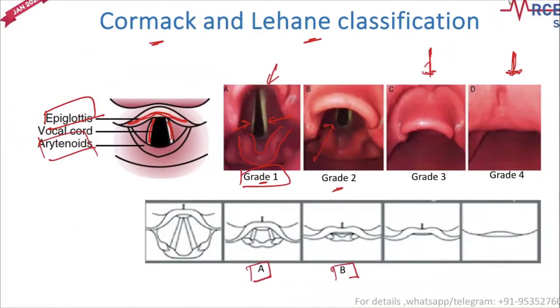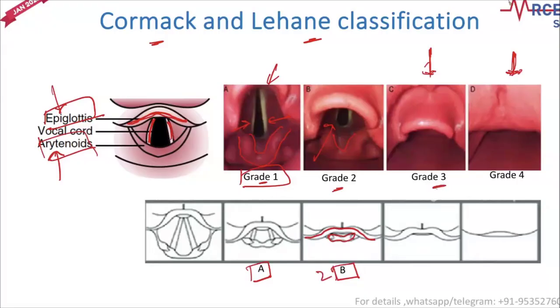What is grade 2B? In grade 2B, you'll be able to visualize the epiglottis. You're able to visualize the arytenoids, but you're not able to visualize the vocal cords. Here you can see the arytenoids can be visualized. The epiglottis can be visualized, but you're not visualizing the vocal cords. That is known as grade 2B.